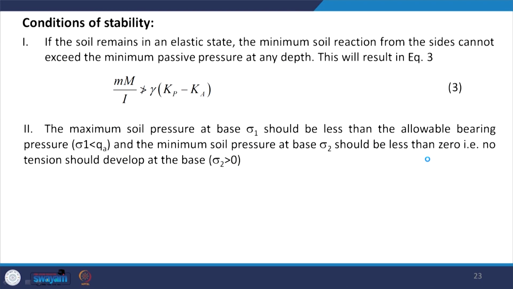Continuing with the checks which we have applied, the last check, especially the condition of stability, is equation third. For equation third, there are two conditions. If the soil remains in an elastic state, the minimum soil reaction from the sides cannot exceed the minimum pressure at any depth. This will result in equation third, which we have already discussed. The next condition, which we also discussed, is that the maximum soil pressure should be at the base: sigma 1 should be less than the allowable bearing pressure Qa, and sigma 2 should be greater than or equal to 0. So, most of the contents of this slide we have already discussed.